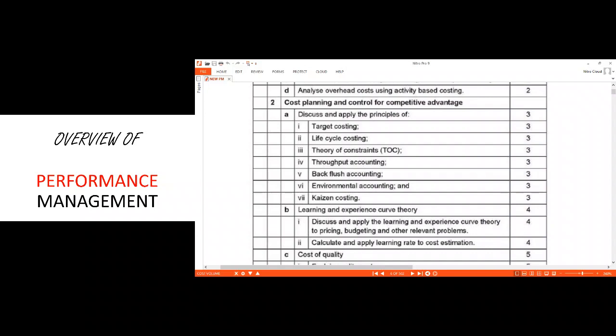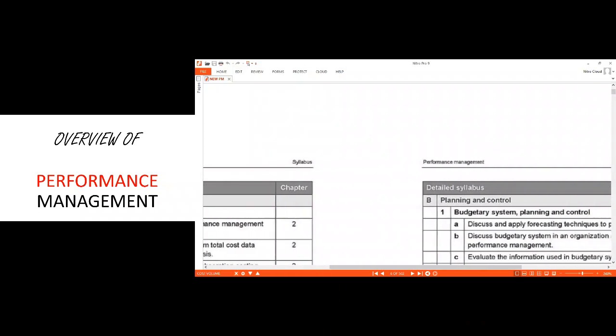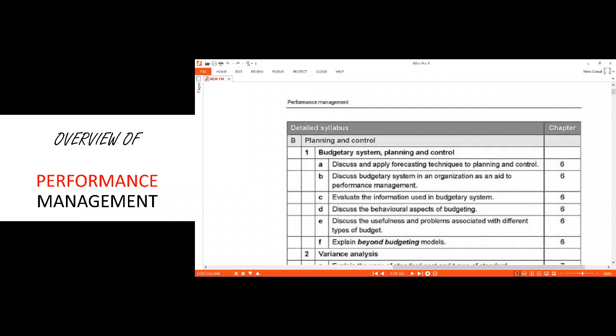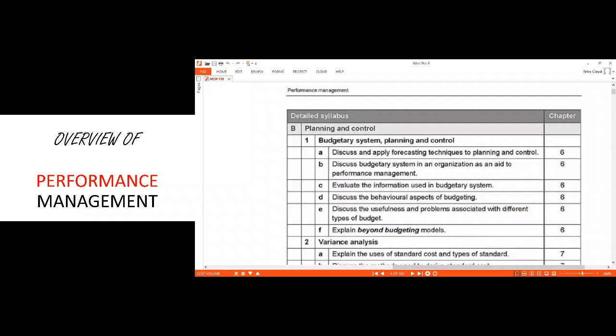Then we are going to move on to the B part of our syllabus, the planning and control. Then we'll be dealing with the budgetary system, planning and controlling. We'll be discussing how to forecast, the forecasting techniques, budgetary system within an organization, and how it can help us through performance management. Evaluation of information used in budgetary system will be looked into.